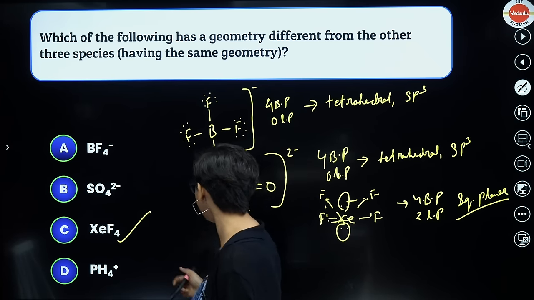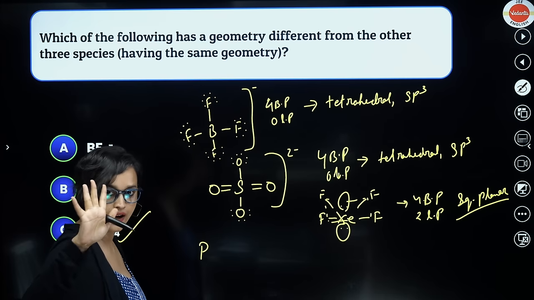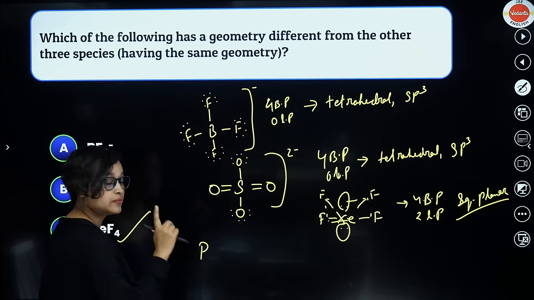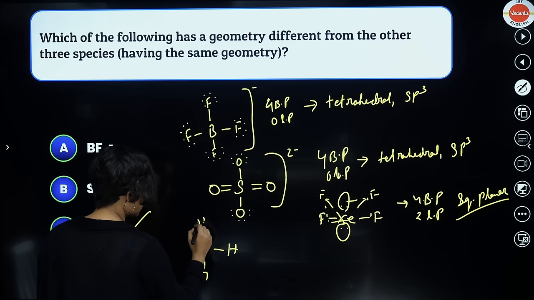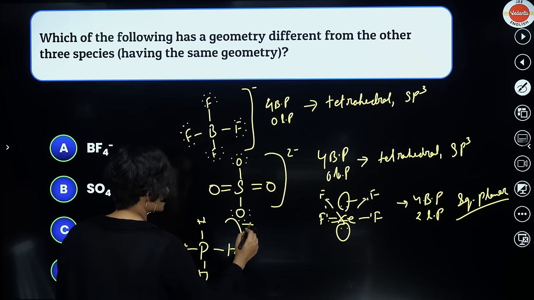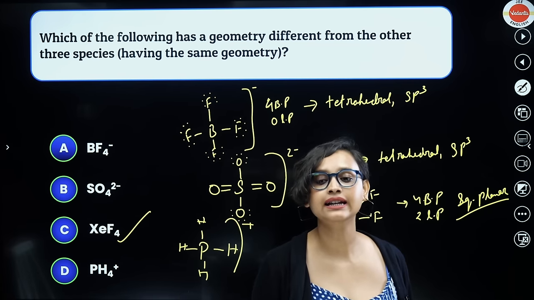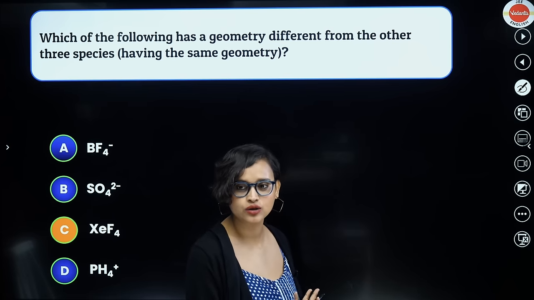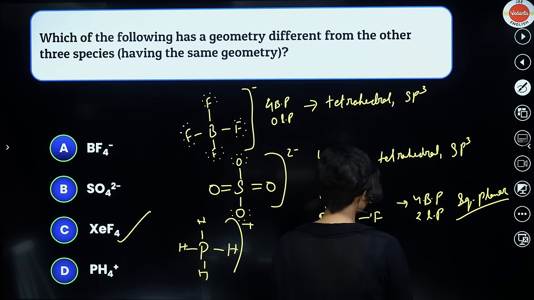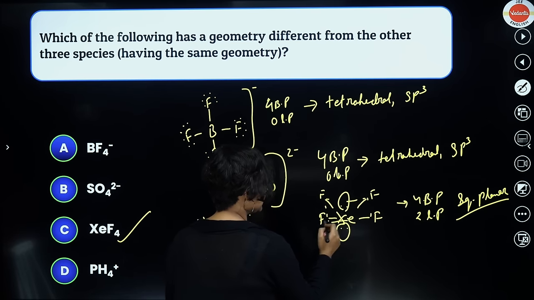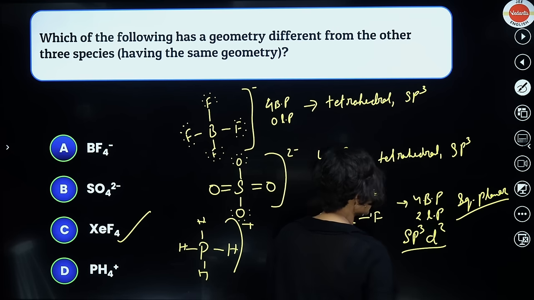PH4 plus will again be, take a look at it, P. P has actually 5 valence electrons, but it is 4 plus, so one electron is gone. It will be H, H here, H here, H here, and together you can just write plus. So this will also be tetrahedral. Answer is XeF4. Correct. By the way, in this case, what is the hybridization? Hybridization will be sp3d2. Yes, sp3d2 hybridization.